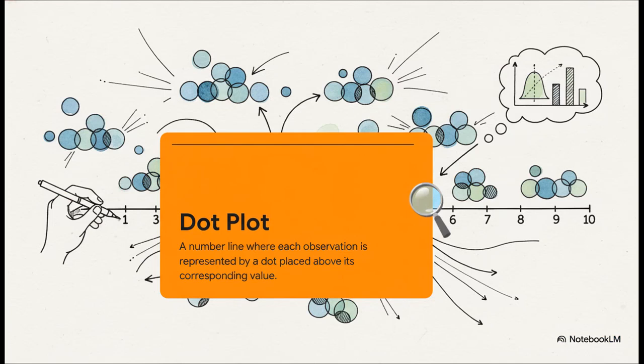First up, the dot plot. And honestly, this thing is beautiful in its simplicity. It's literally just a number line. For every data point you have, you just pop a dot above its value. Instantly, you can see where the data is clumping together, where the gaps are, and what the overall spread looks like. It's a super powerful snapshot from a really simple process.